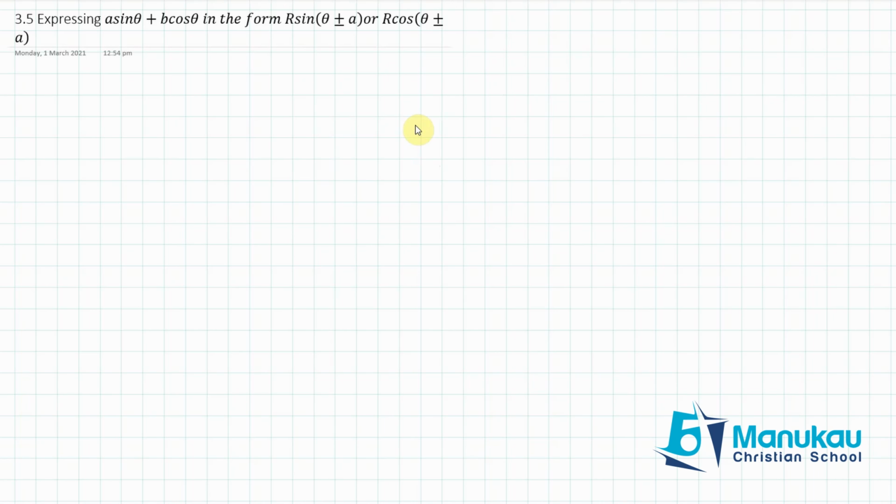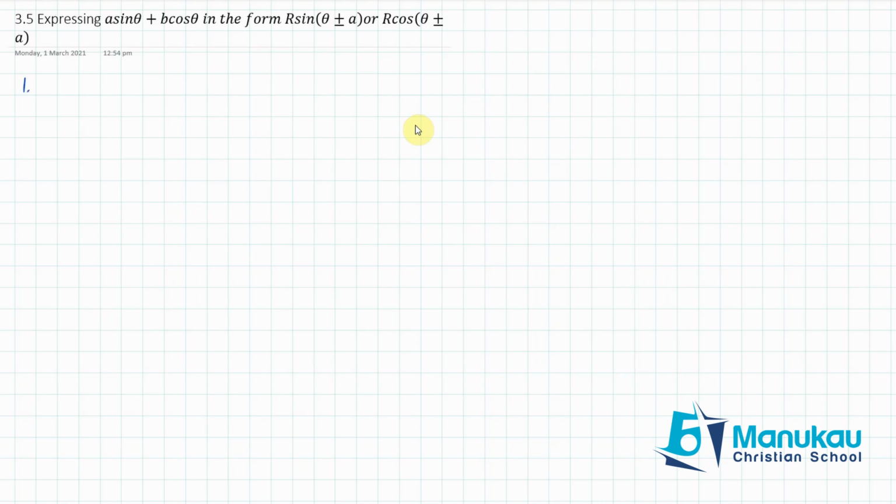Today we're doing expressing something like a sine theta plus b cosine theta in the form of r sine bracket theta plus or minus alpha, or r cosine bracket theta plus or minus alpha. Expressing something in those forms requires us to use or understand the addition rules, okay? So let me just give you an example.